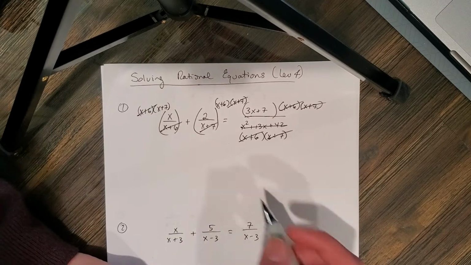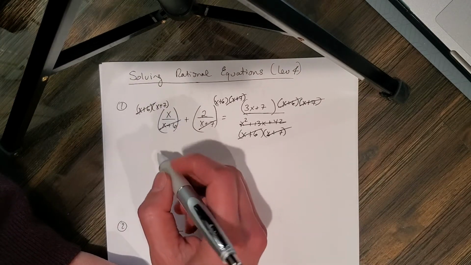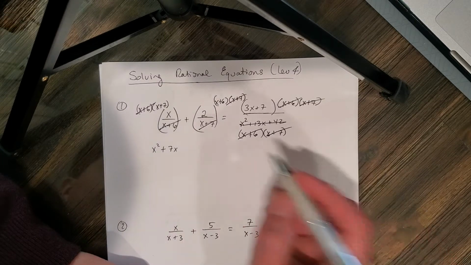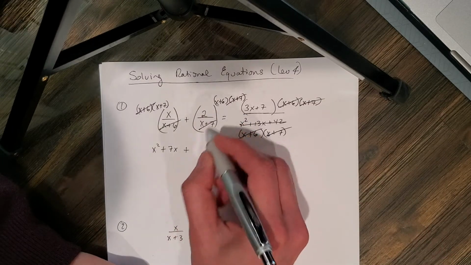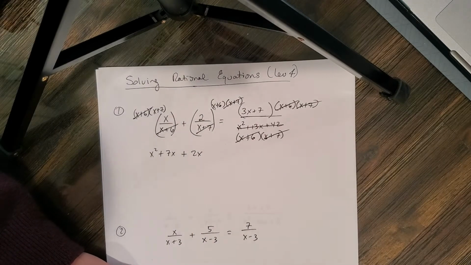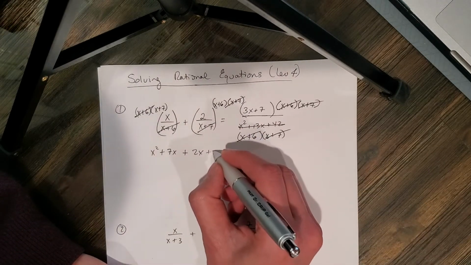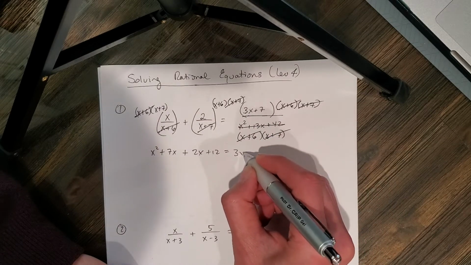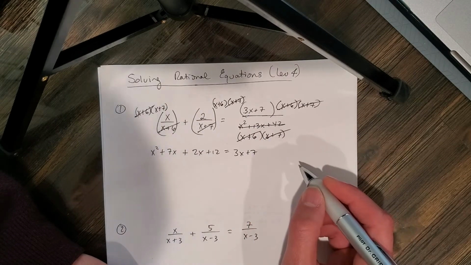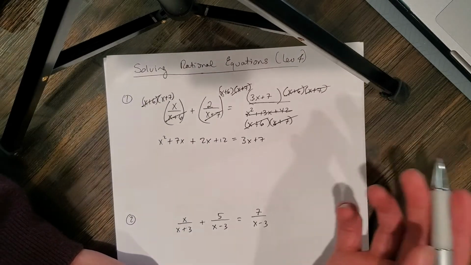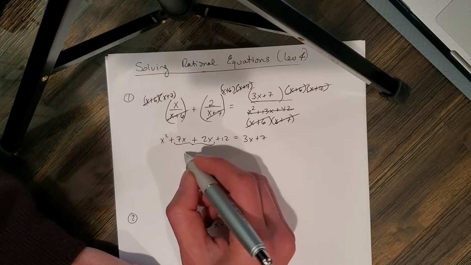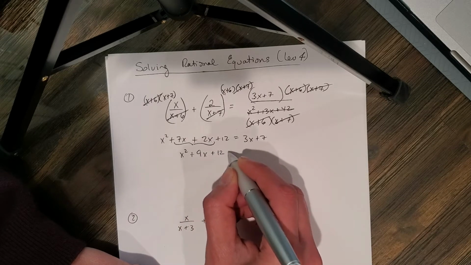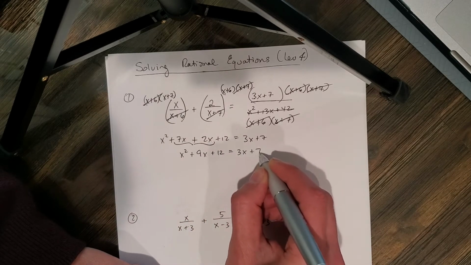Okay, so notice here, x times x is x squared, and then 7 times x is 7x. Nice. Over here now, plus 2 times x is 2x, and then 2 times 6 is 12. And then over here, it looks like I'm just left with 3x plus 7. Nothing to distribute here. Everything canceled out. Okay, so look at that. All we have to do now is combine like terms wherever there are, and then x squared plus 9x plus 12 equals 3x plus 7.